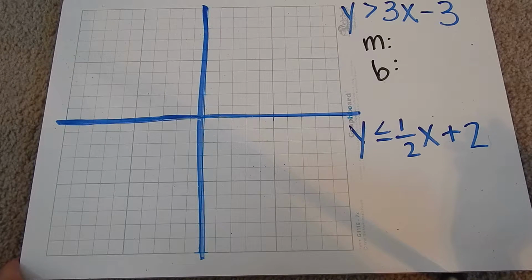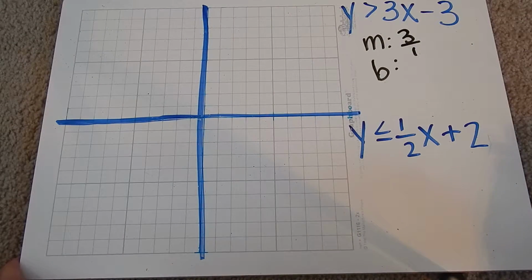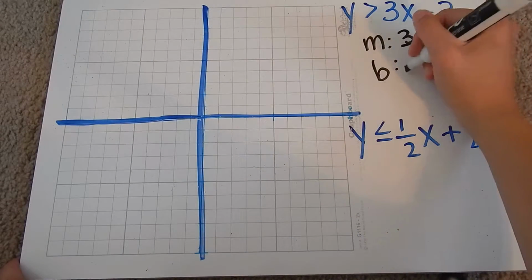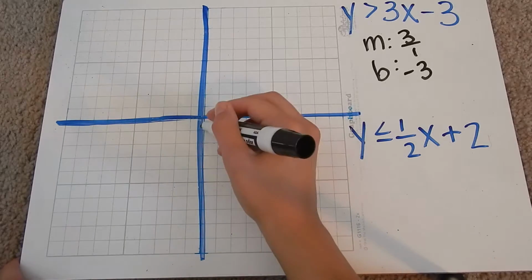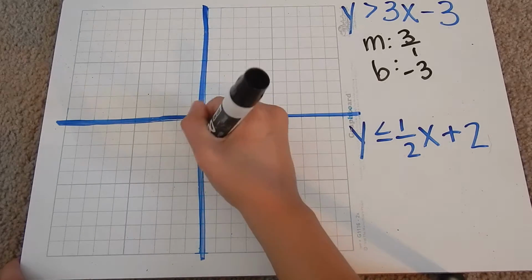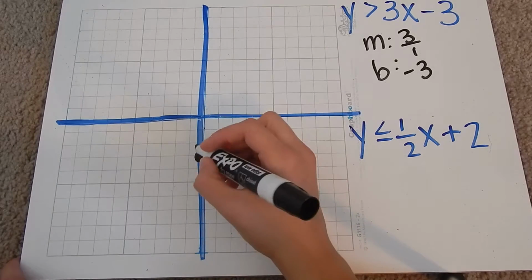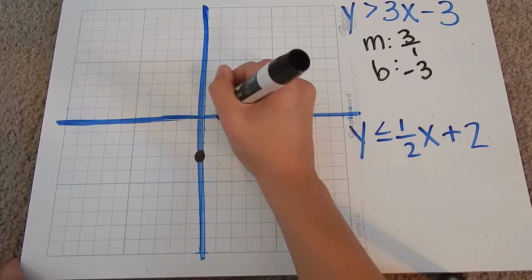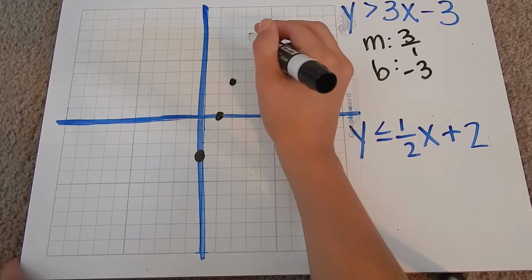So the slope of this line is 3. I want to make that a fraction, so I'm just going to put it over 1. My b here is negative 3. Remember, when we're graphing lines, we always start with our b. So b is negative 3, which means on my y-axis, I'm going to go down to negative 3. Then my slope tells me what to do from there. It says go up 3, my rise is 3, to the right 1. And you can do that as many times as you would like.